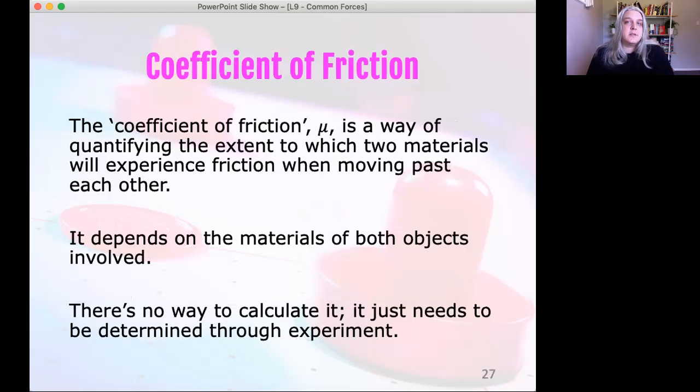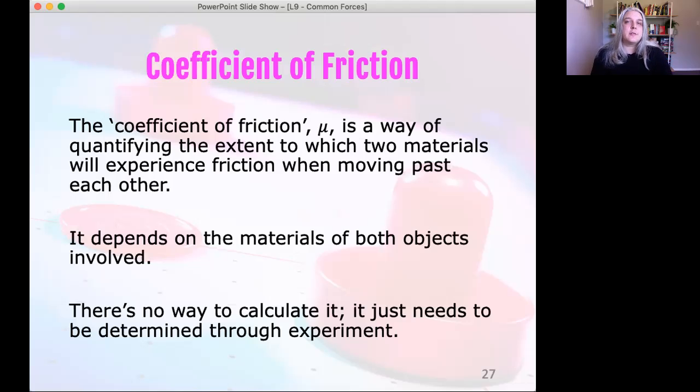How much friction there is, we state as the coefficient of friction. You'll notice the symbol for this is a little mu. It's a Greek letter, not the letter U. It's called mu, M-U, and it looks like a U, but with a little tail at the start. That is just a number that tells us how much friction will occur with two objects of different materials.